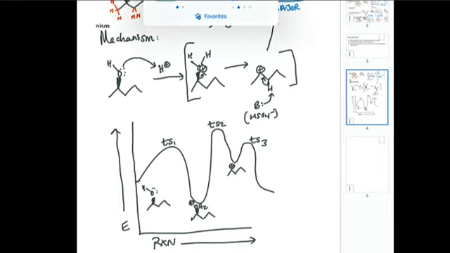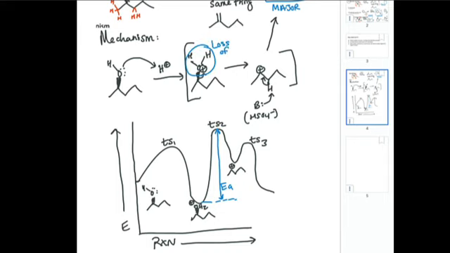And we're able to see that the rate limiting step is the one associated with the highest activation energy, and that's going to correlate with the loss of the leaving group, water in this case, to form a carbocation. So as usual, the largest activation energy belongs to the rate limiting step of carbocation formation.